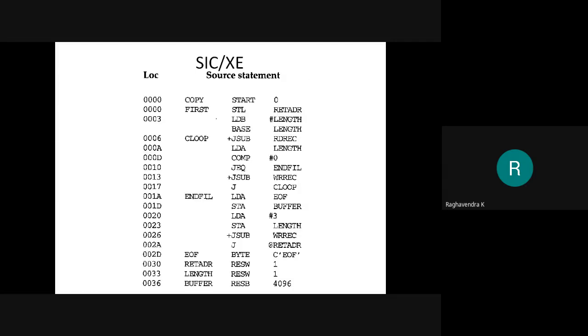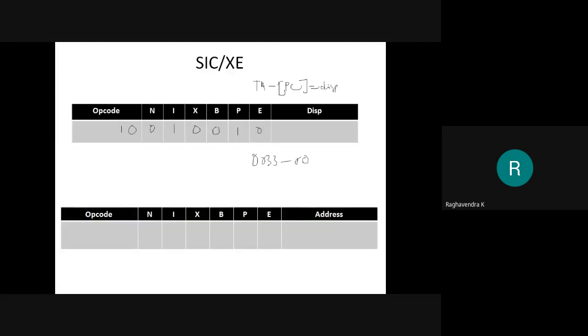So it is 0033 minus the content of PC. We are assembling this instruction, so the content of PC is 0006, the next address, right? So 0033 minus 0006. What's the value? I believe we'll get 02D. Okay, can anyone confirm? Is it 02D? I believe it is 02D, right? So I calculated the value, it is 02D. Got it? So we are putting the value.